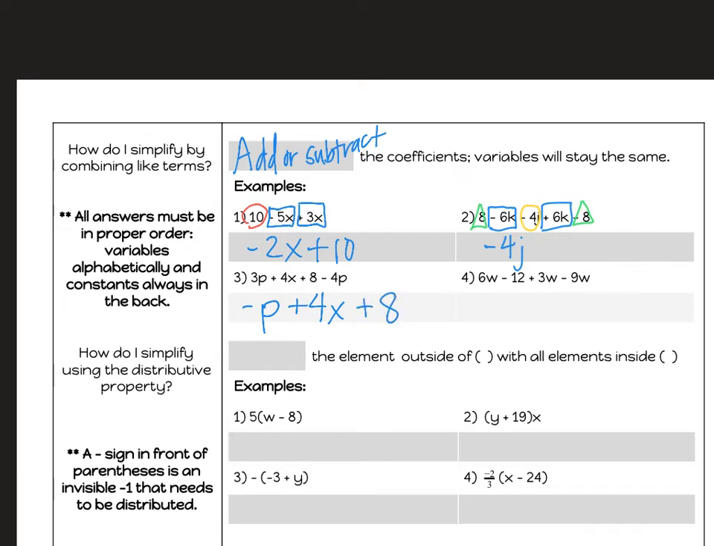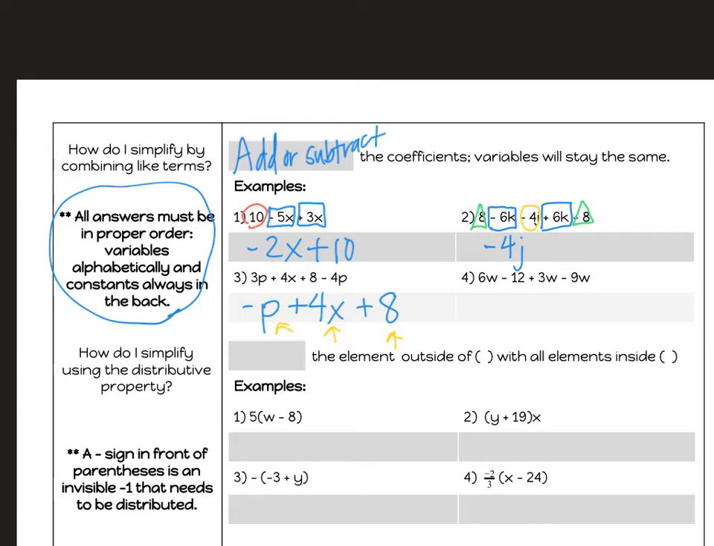Okay, one quick thing to note is what is mentioned over here to the left side, and that's all answers must be in proper order. So the variables need to be written alphabetically. For example, since p comes before x in the alphabet, that's why we're going to write that term first, and then the constants are always in the back of the simplified expression.